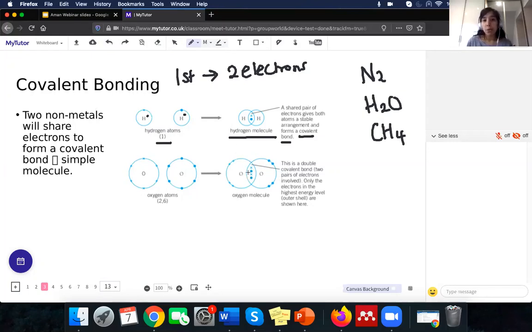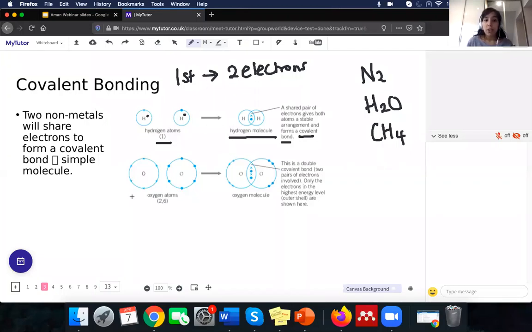But it's important that we know whether it's a single, double, or triple, because the amount of energy that goes into breaking those bonds increases with the strength of that bond. So if it's a triple covalent bond, it's a lot stronger than if it's a single covalent bond, for example.